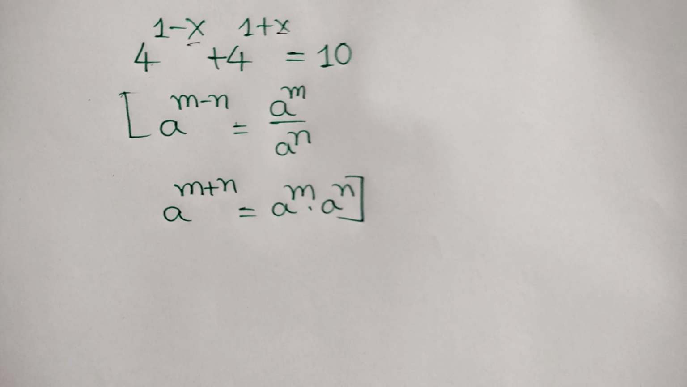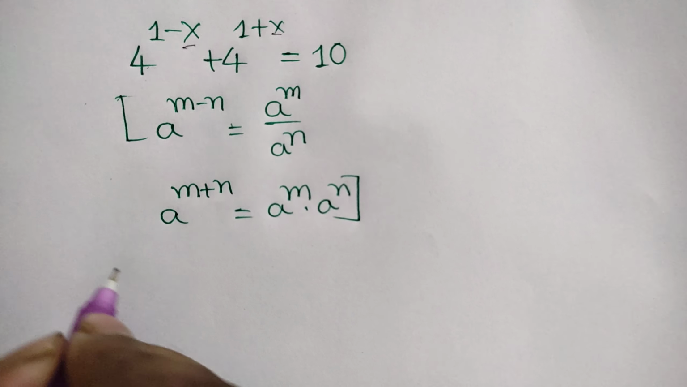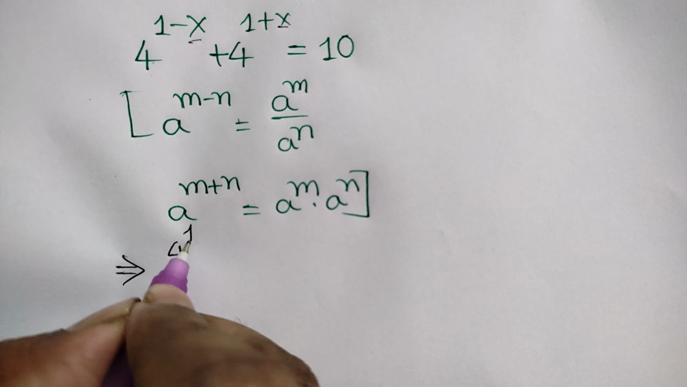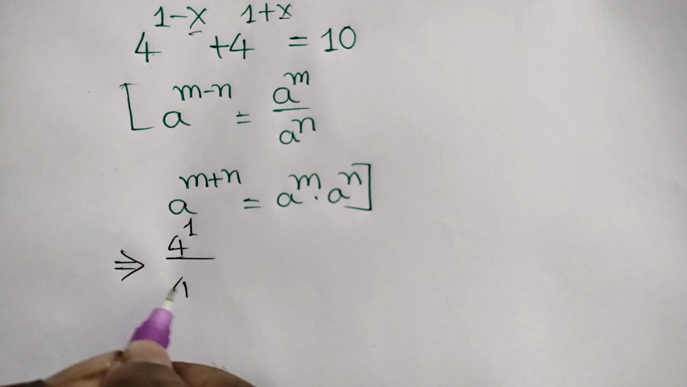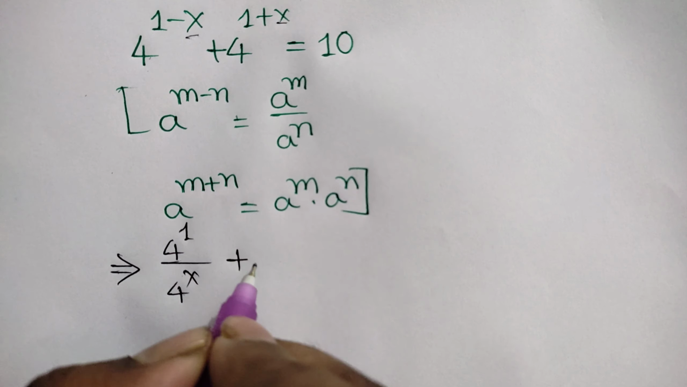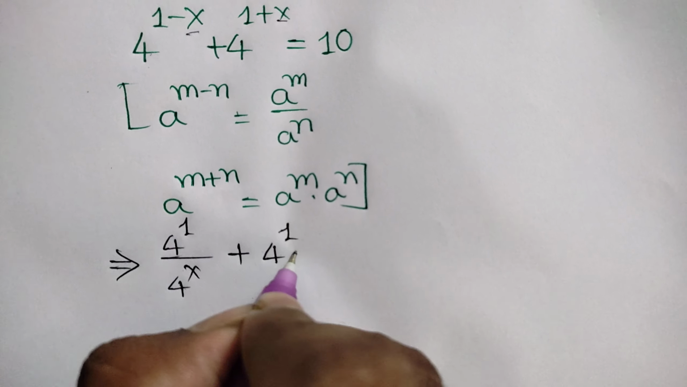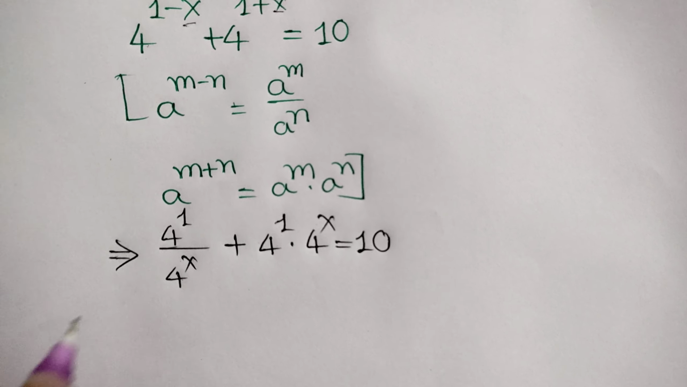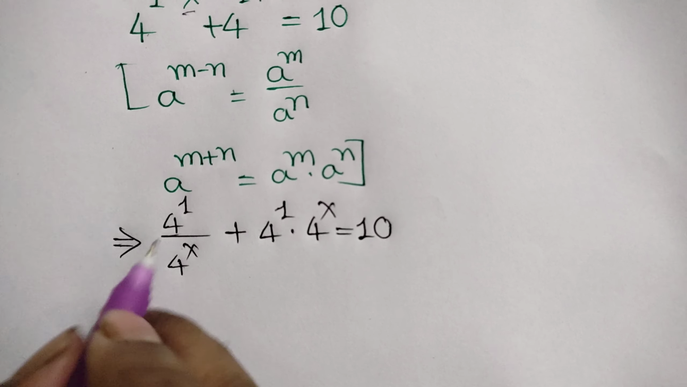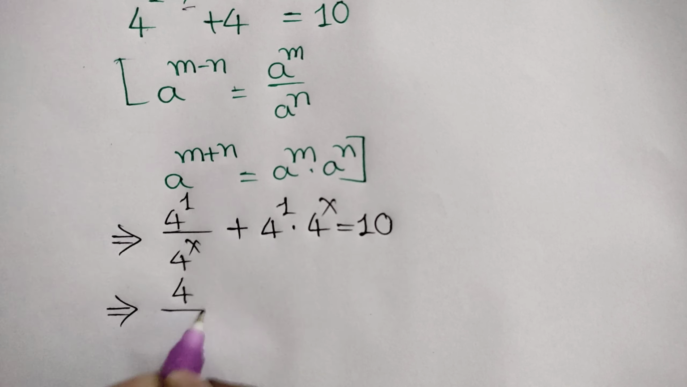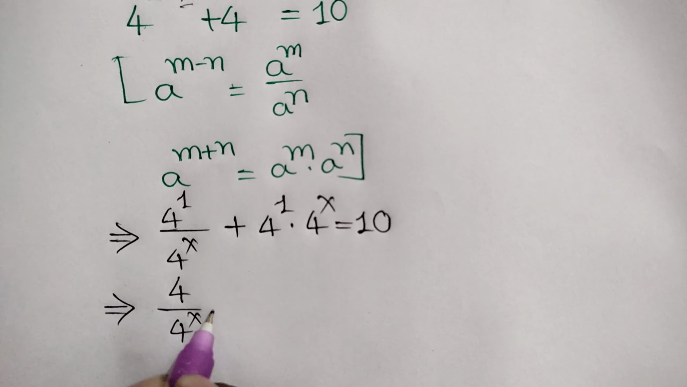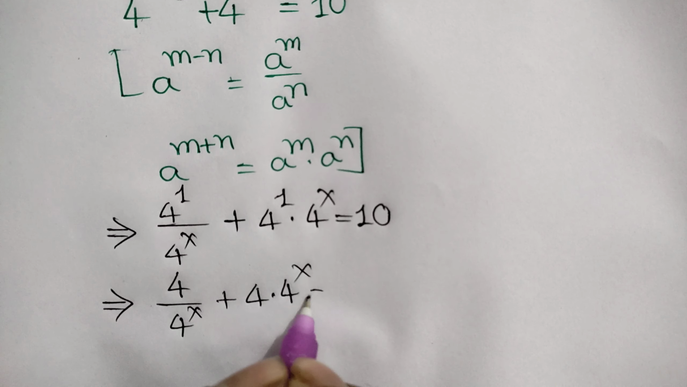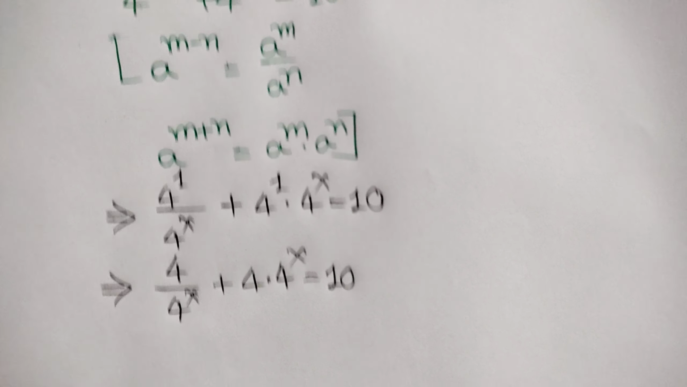Now applying these rules, we can write 4 to the power 1 over 4 to the power x plus 4 to the power 1 times 4 to the power x is equal to 10, or 4 over 4 to the power x plus 4 times 4 to the power x is equal to 10.